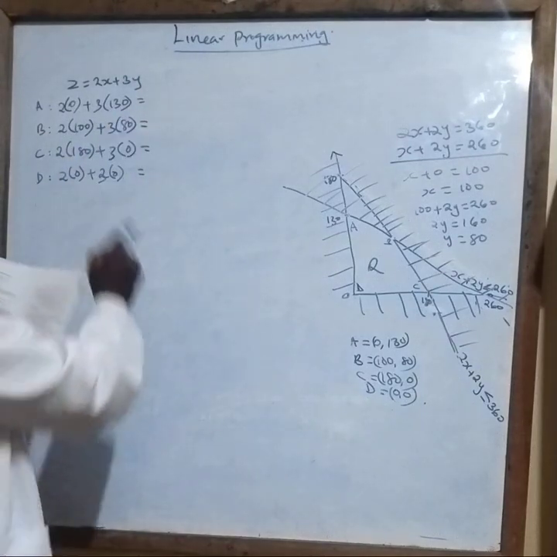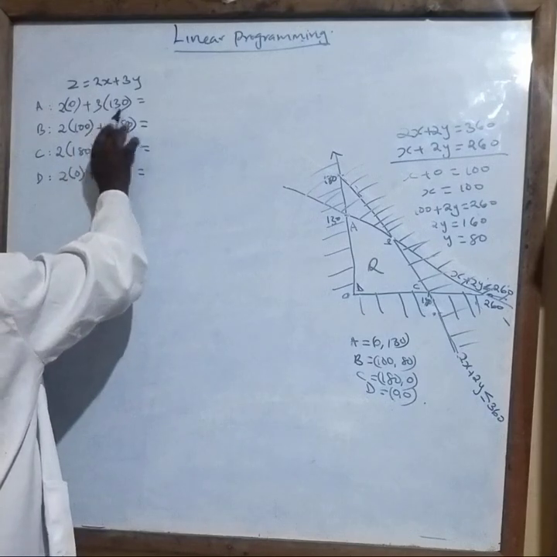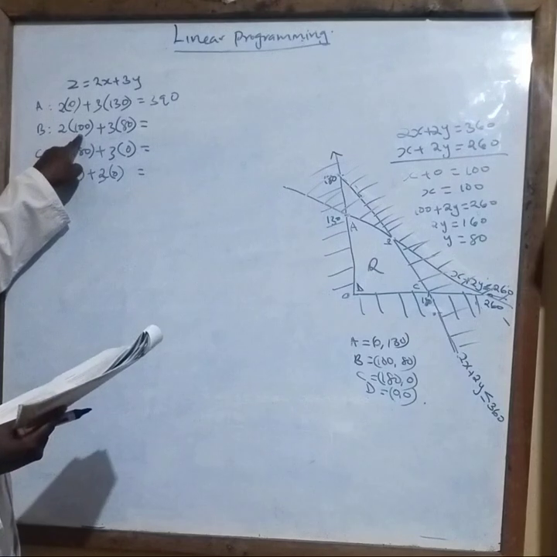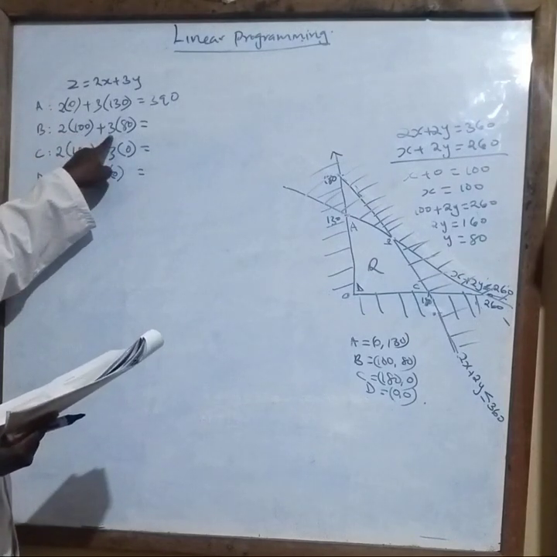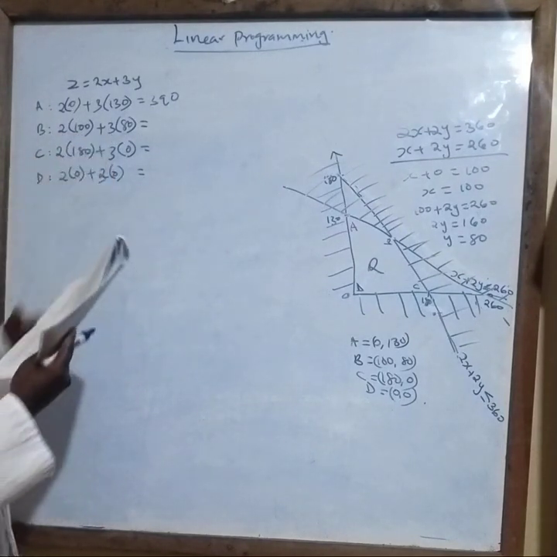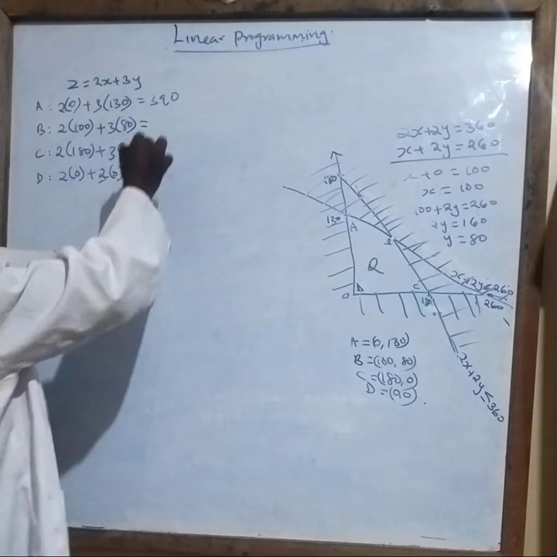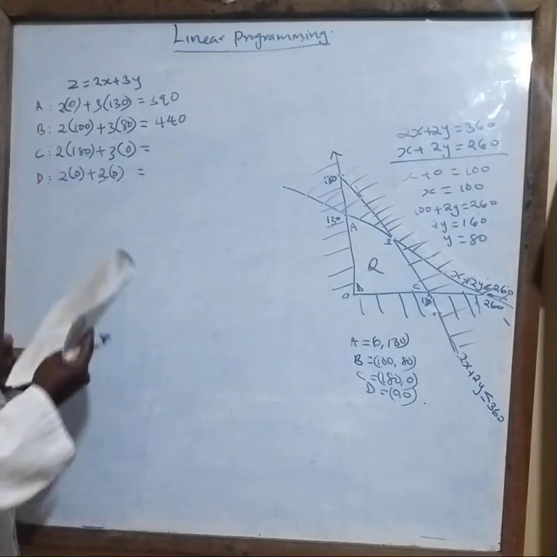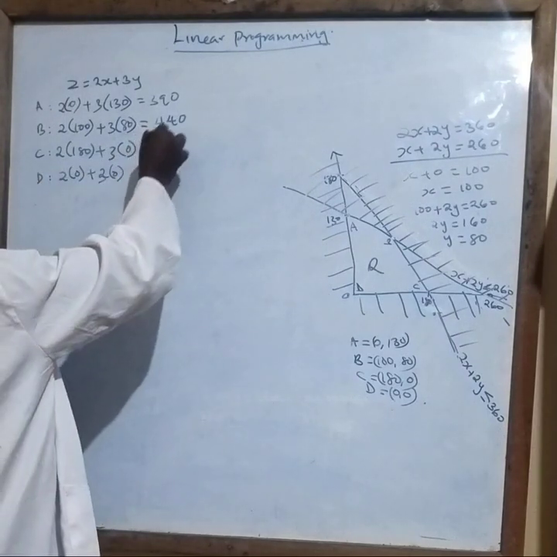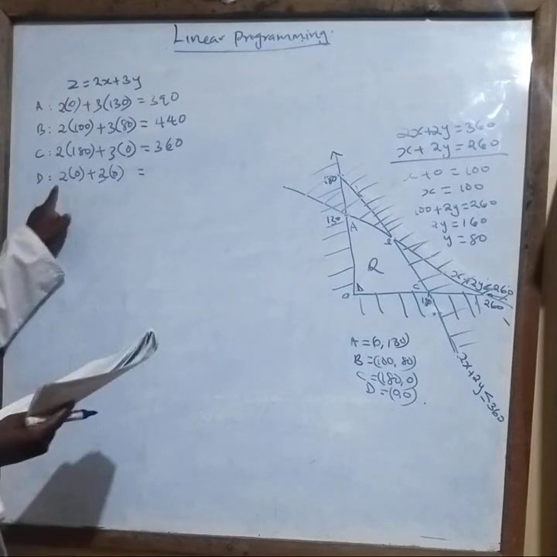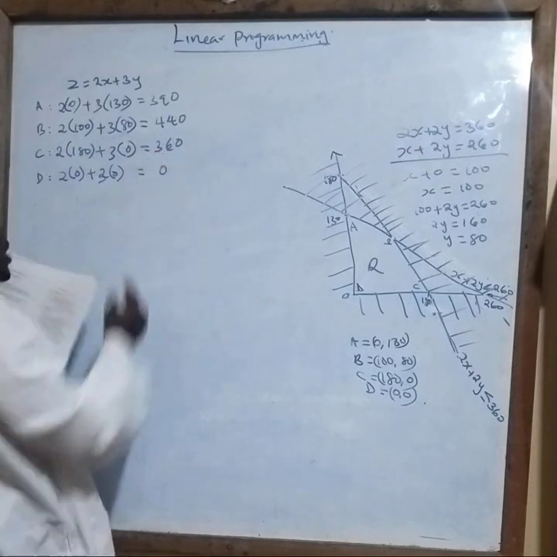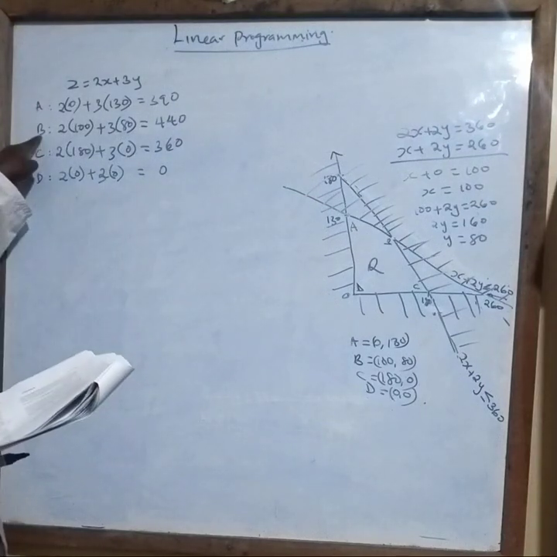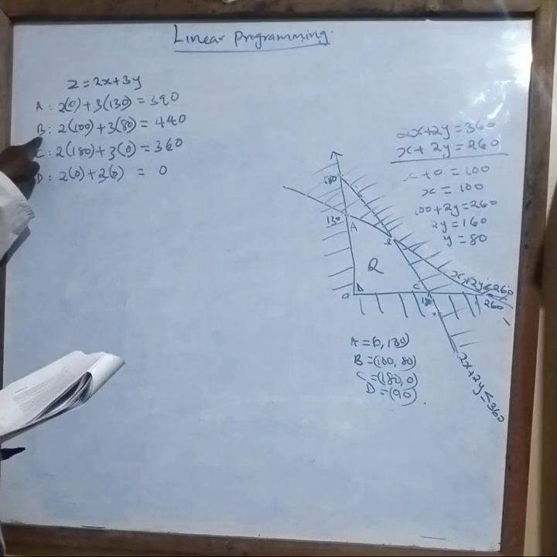Now you take your calculator. So this times this is 0. This times this gets 390. Then this times this is 200 plus 240, you get now 440. Then this times this gets 360. Then this one will give you 0. So at what point do we have the highest profit? It tells us that the highest profit will be at point B.